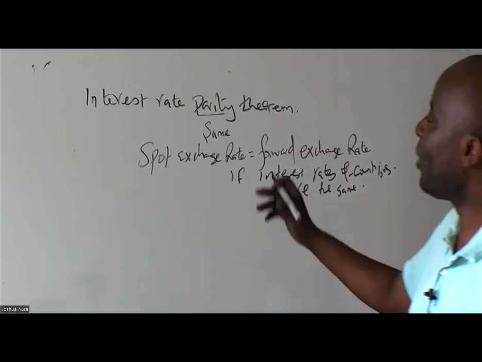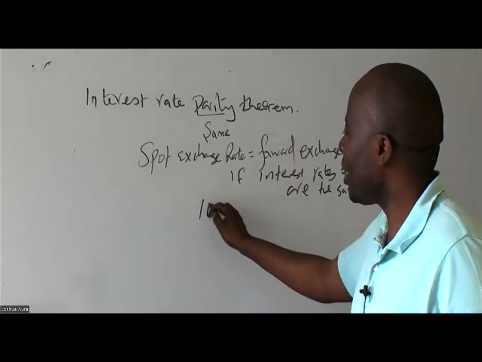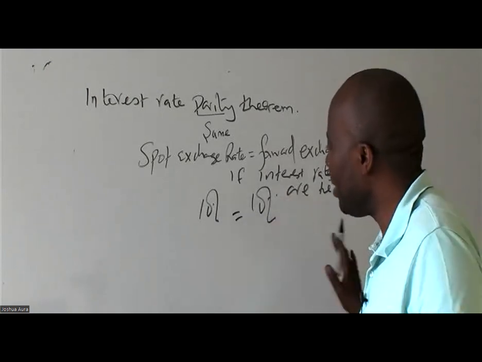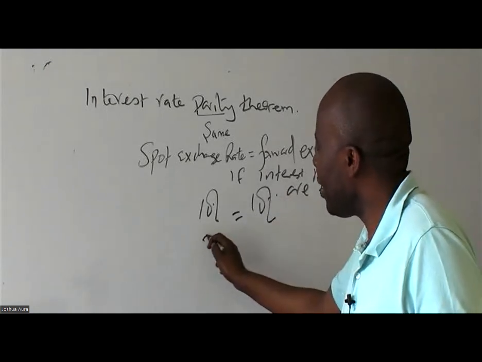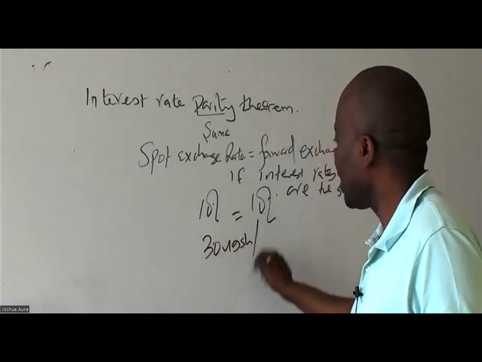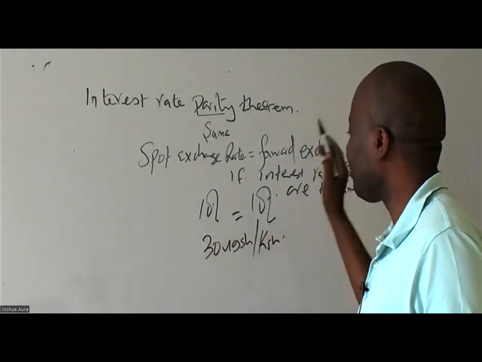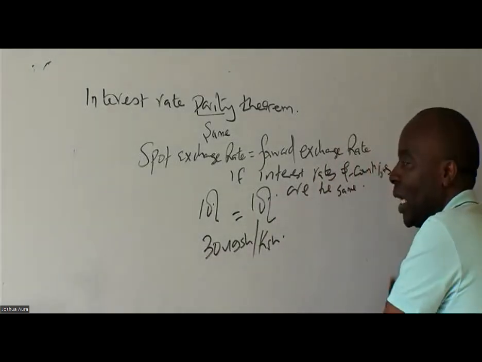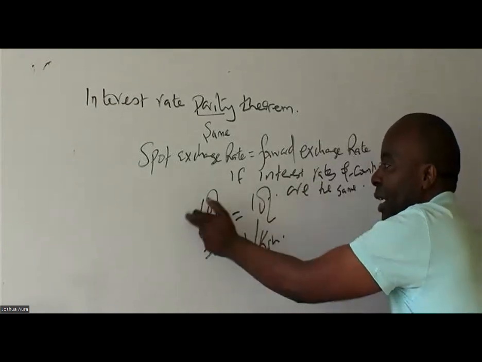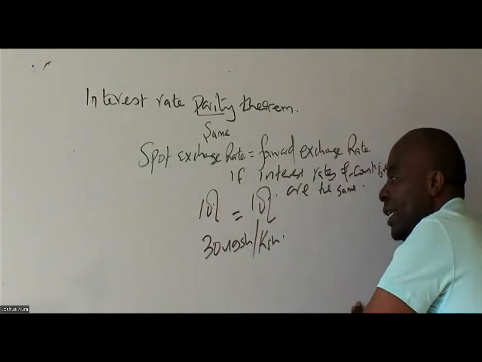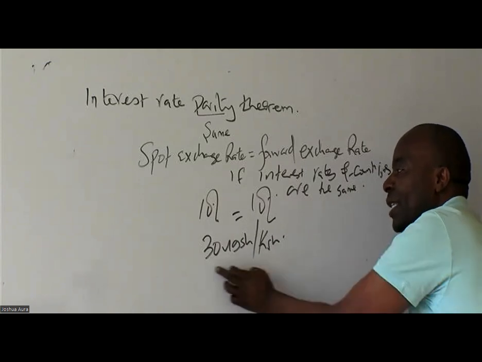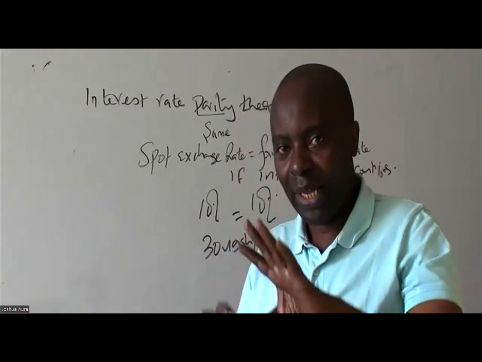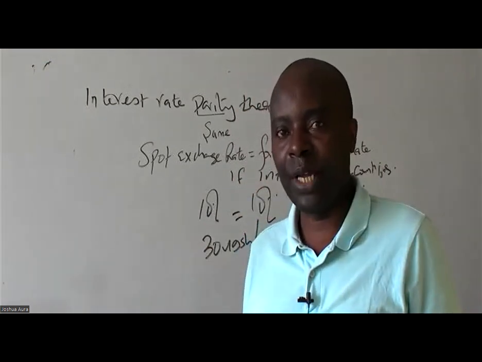So assuming, for example, you're talking of Uganda. Uganda inflation rate is 10%. In this case, ladies and gentlemen, for example, Kenya inflation rate is 10%, the same interest rates. So it means that if we have 30 Uganda shillings today per Kenya shilling, if this is your spot exchange rate, even a year down the line, if the inflation rates are the same, still the exchange rate will remain the same. That's what we call interest rate parity, interest rate being the same, right?